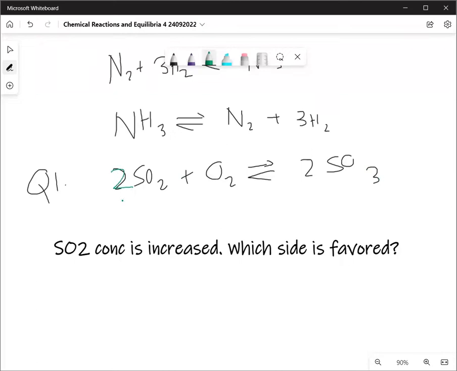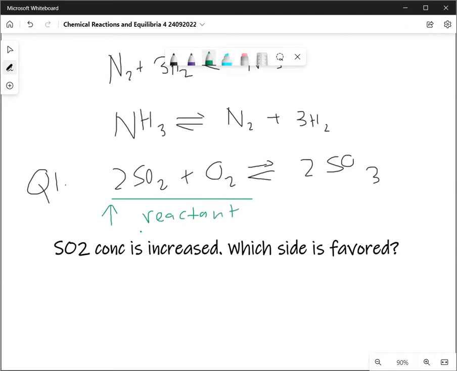Now 2 doesn't make a difference. That just tells us how much SO2 we have. So Niranjana, tell me, SO2 is reactant or product? Reactant. So if you increase the concentration of the reactant, now what happens? Which side will be favored? Product side will be favored.